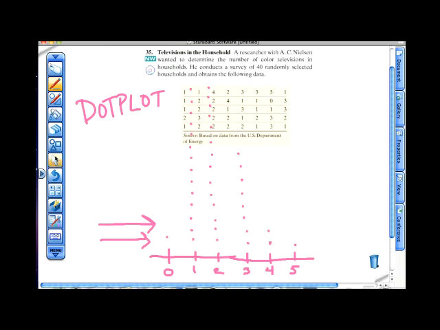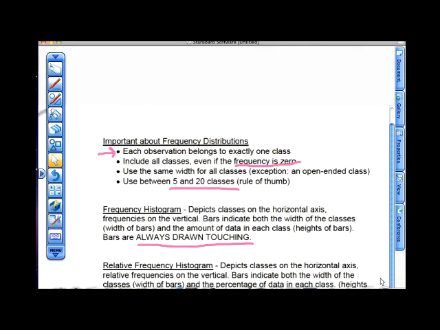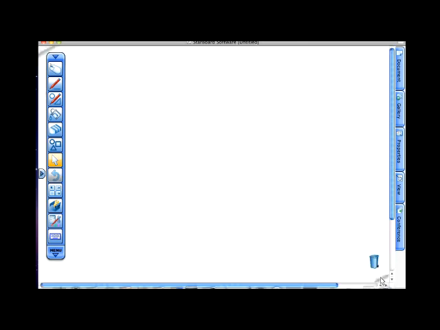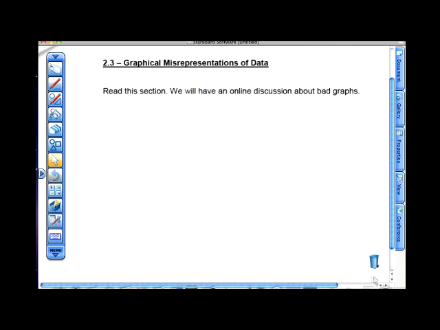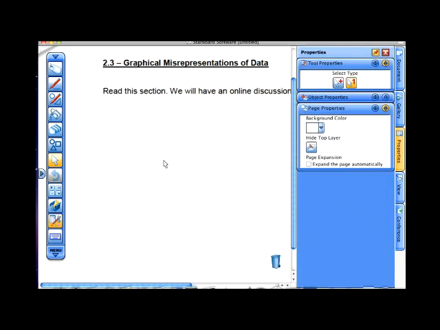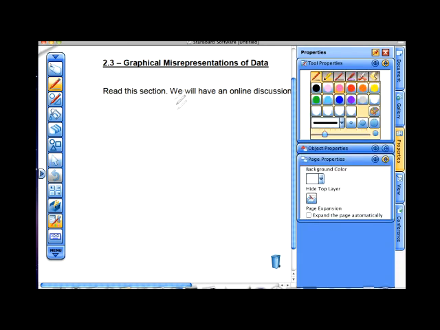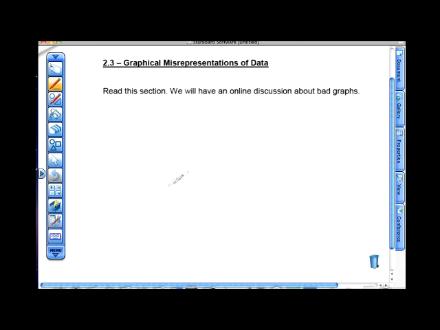Okay, so let's go to the end. And in 2.3, we're going to have an online discussion about graphs gone bad. So what makes a graph go wrong? All right, and I'll show you a couple instances or cases right here. And you can read about this in your textbook.